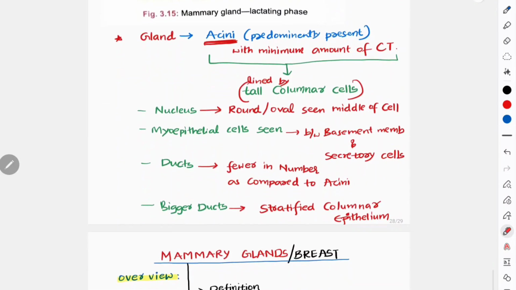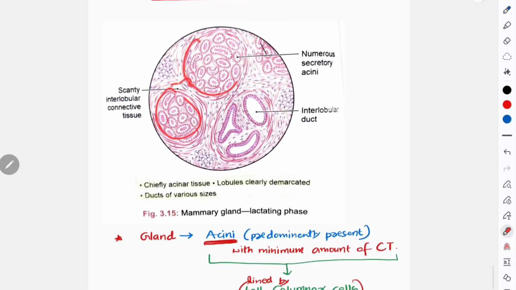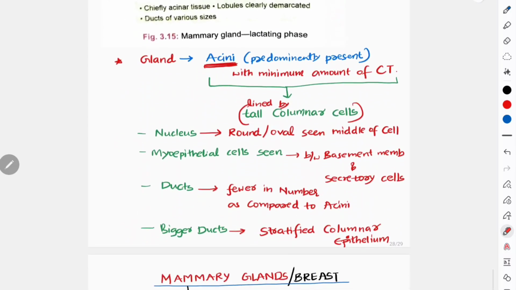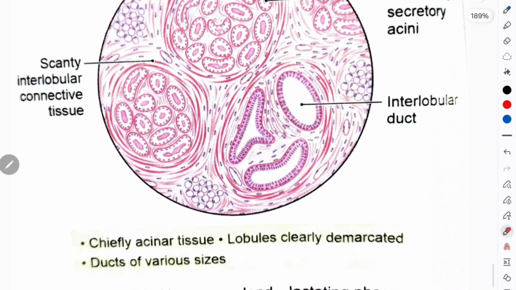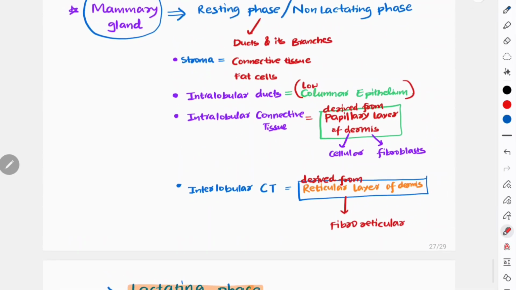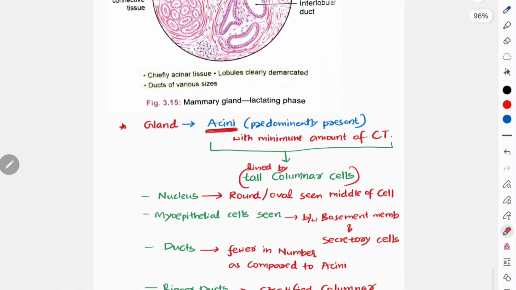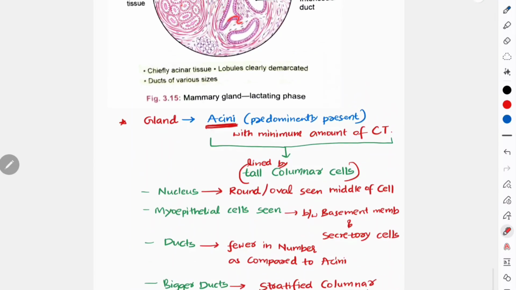Histology of the breast gland: acini are predominantly present, with a minimum amount of connective tissue. You can see the connective tissue is scanty, the interlobular connective tissue between two lobes. The acini are lined by tall columnar cells, unlike the low columnar epithelium in the resting phase. The nucleus is round and lies in the middle of the cell, as they have shown the nucleus here.